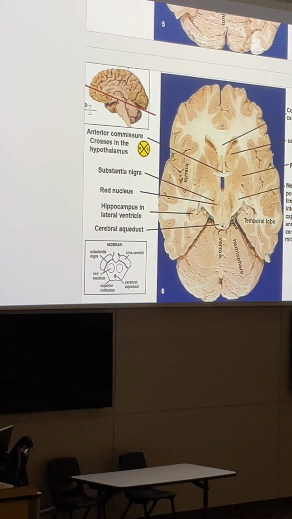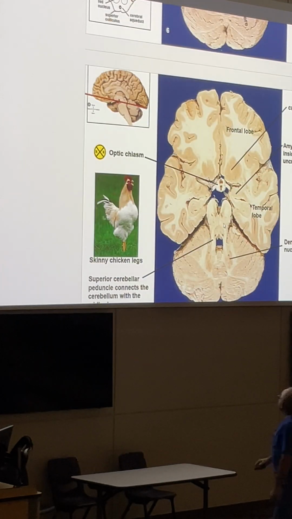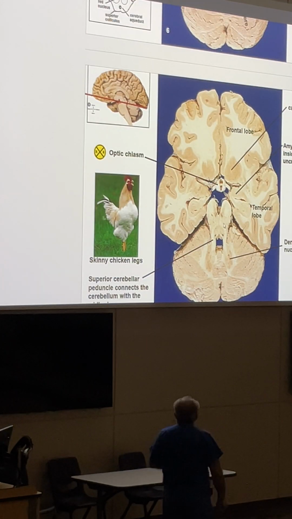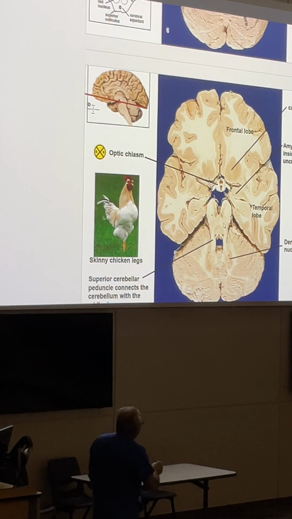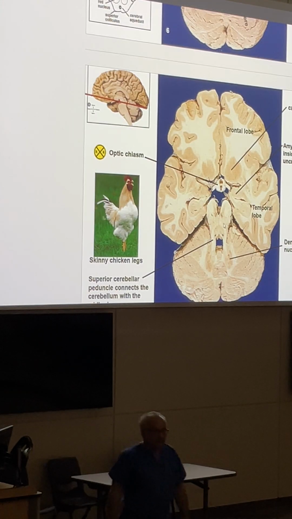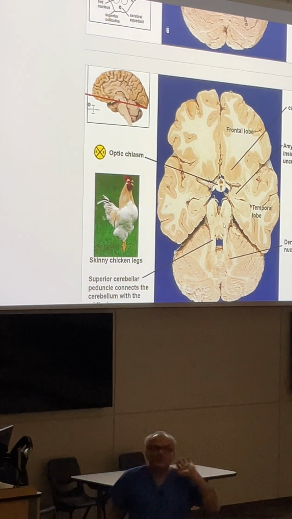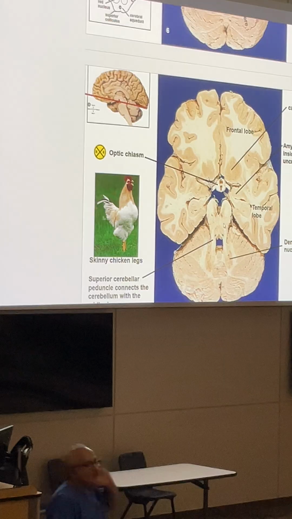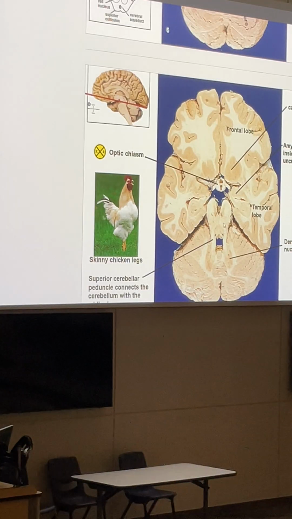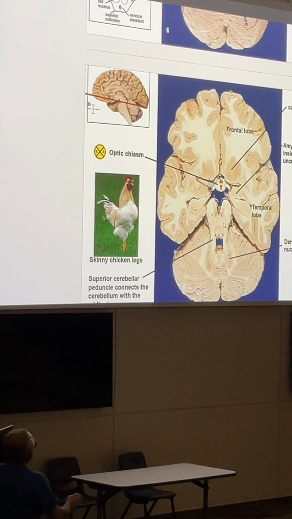So cross section, you see that right there. Red nucleus, substantia nigra, posterior V, cerebral aqueduct. So looking at the midbrain, the Mickey Mouse here, superior cerebral aqueduct. What kind of fiber is going to carry? Please pay attention to the lecture. Dentate nucleus.